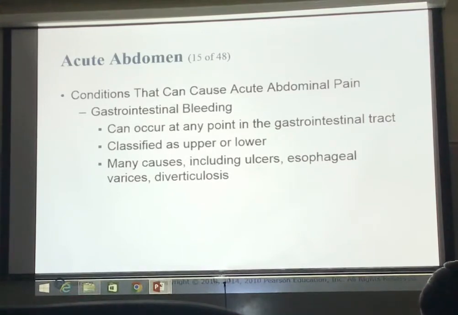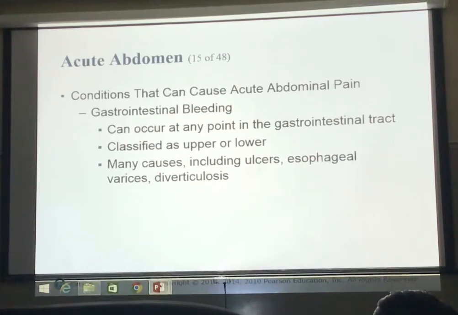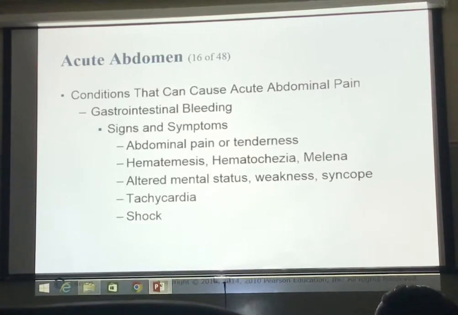GI bleeding most commonly affects people in their 40s to 70s, but children and younger adults can have GI bleeding too. Alright. What is hematemesis? Vomiting blood. Hematochezia. Melena.